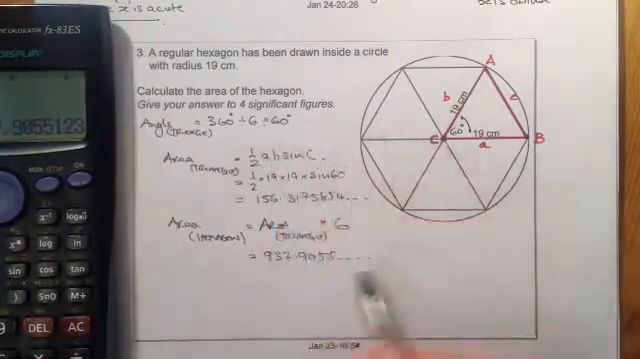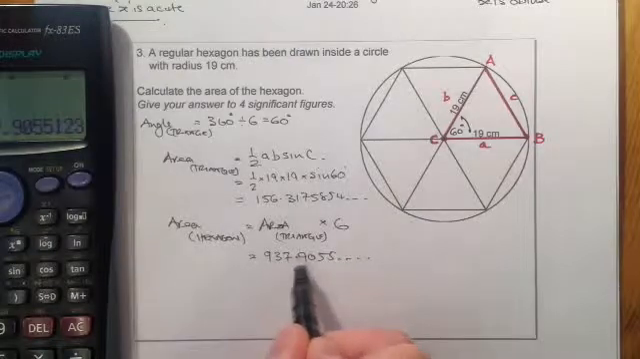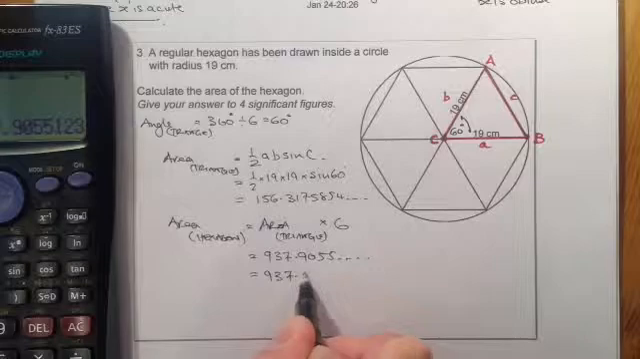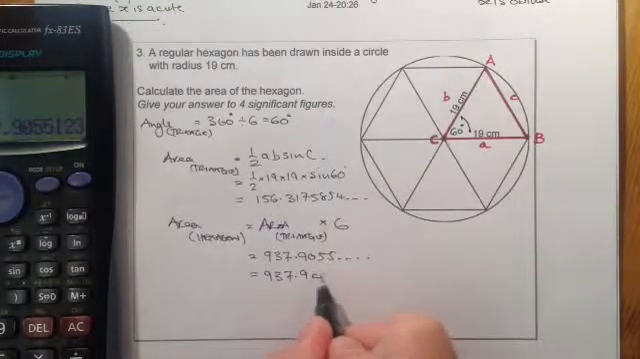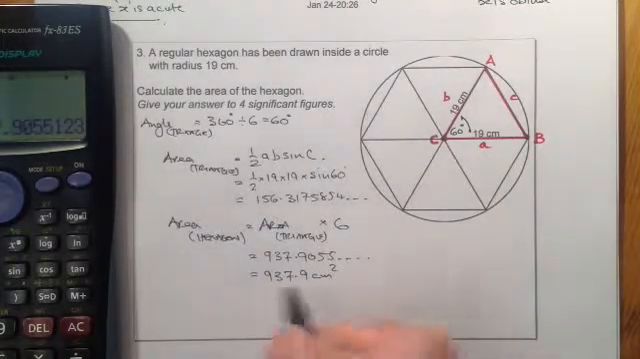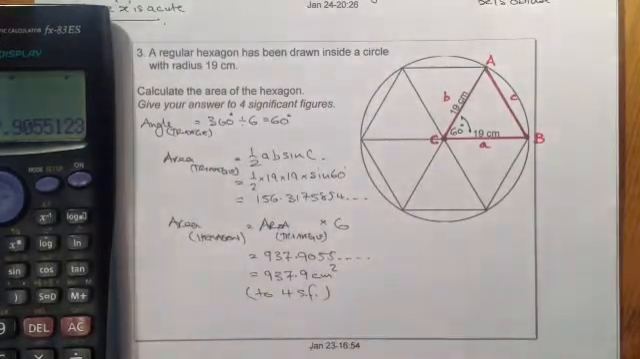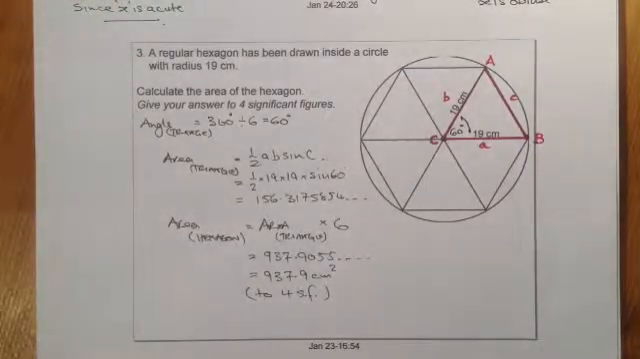I'm going to answer it to 4 significant figures: 1, 2, 3 and 4. Cutting the number there gives me 937.9. It's centimetres I'm working in, so centimetres squared, and that was 4 significant figures. Okay, so that's the first one done.